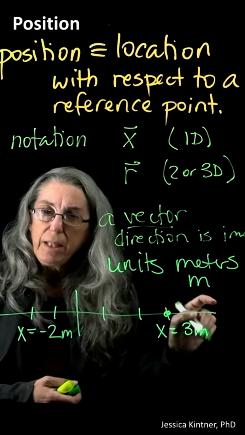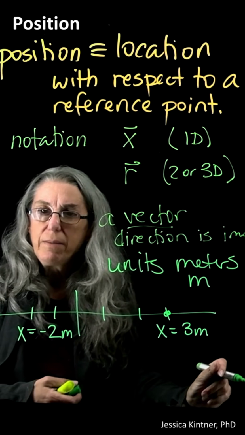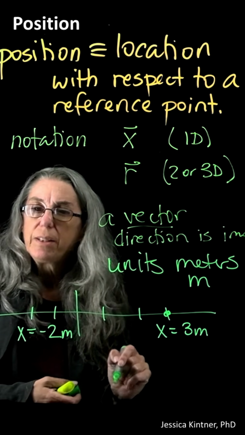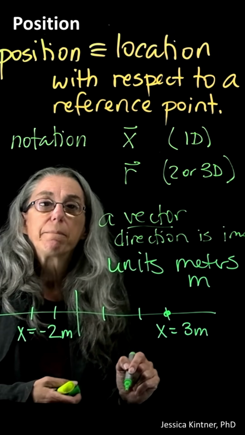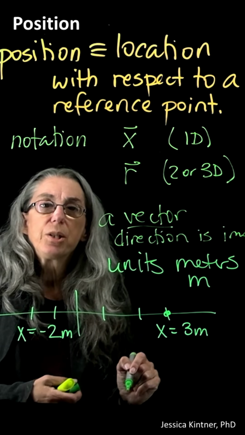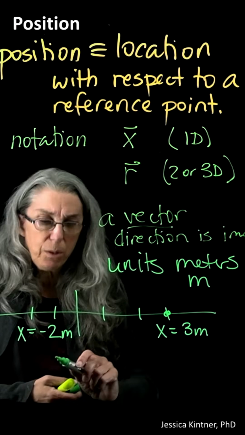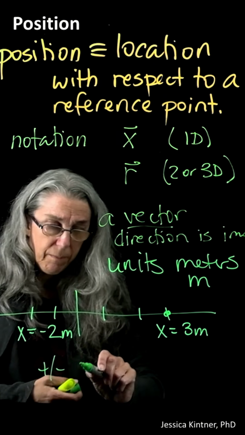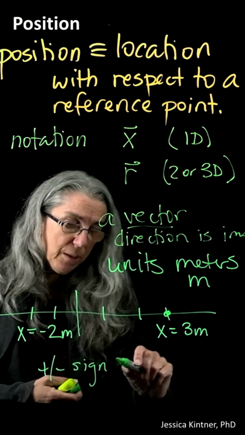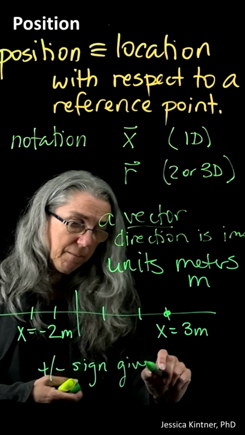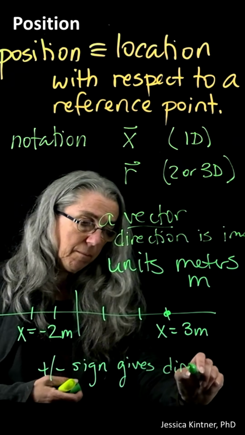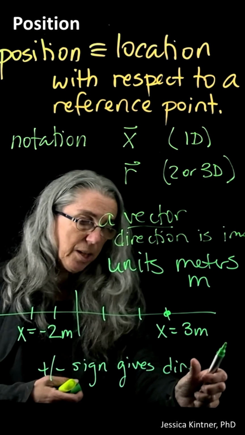So typically, to the right is the positive x direction, and to the left is the negative x direction. In one-dimensional motion, the sign, the plus or the minus sign, is enough to tell you which direction. So the plus or minus sign gives the direction. DIR for direction.